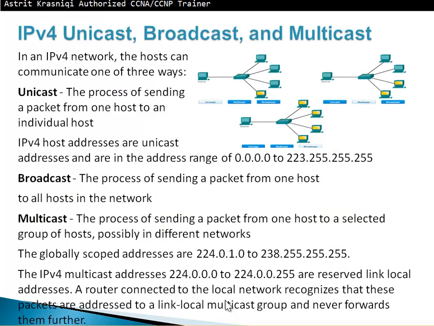IPv4 Unicast, Broadcast, and Multicast. In an IPv4 network, the host can communicate one of 3 ways. It can communicate through Unicast, the process of sending a packet from one host to an individual host, so from 1 to 1. IPv4 host addresses are Unicast addresses and are in the address range of all the zeros to 223.255.255.255. A unicast communication is like me speaking to my friend Tom. First I get his attention, I say Tom, and then he says, oh, hello Astrid, and that communication between me and Tom is one-to-one.